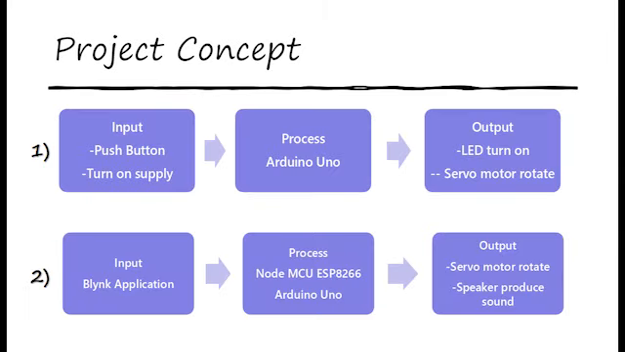There are two concepts for our project. The first concept is to use the push button as an input. With the help of Arduino Uno, it will turn on the LED light and rotate the servo motor. The second concept is when we use the Blynk application. The NodeMCU ESP8266 will help to rotate the servo motor, while the Arduino Uno will help to produce the sound on the speaker.